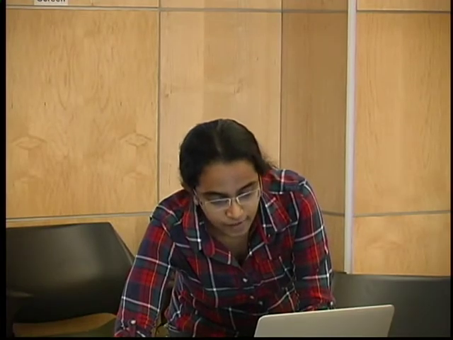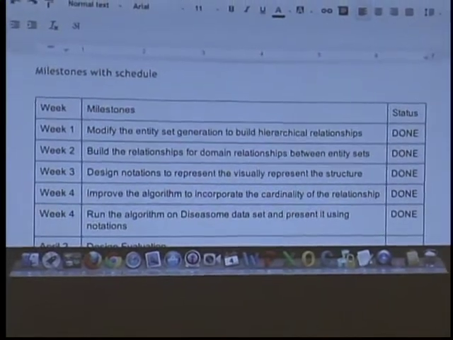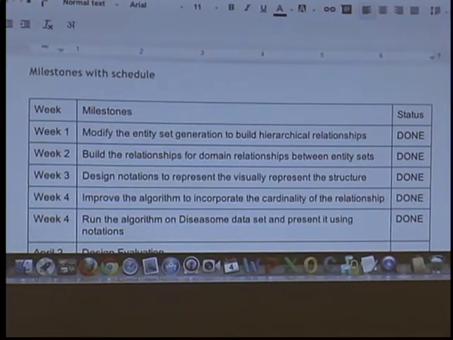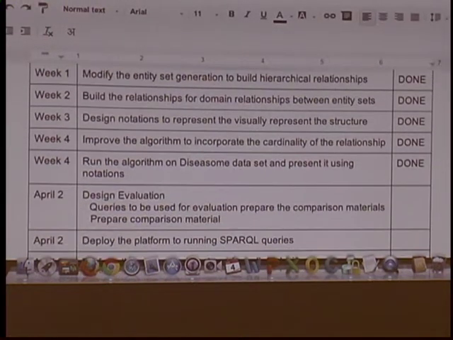When I started this project, I already had an algorithm to design these entity sets. So I took the algorithm and adapted it to build the structure. That means I modified the algorithm so that I can build hierarchical relationships, such as subclass and superclass, and also adapted it to identify the relationships between the different sets of entities that it identifies. I'm done with that part, that is, the basic implementation.